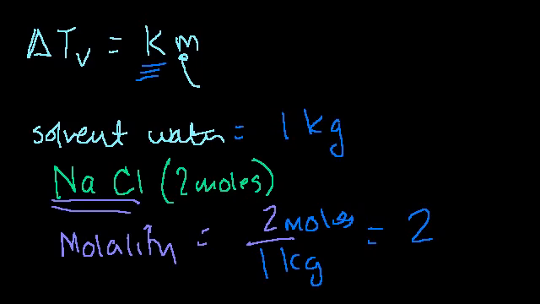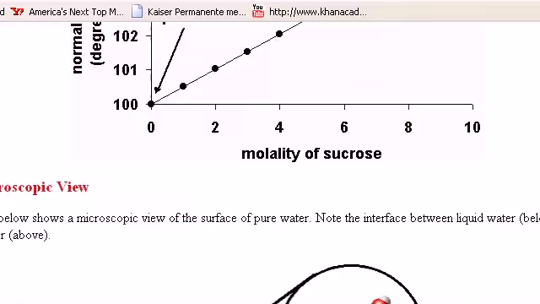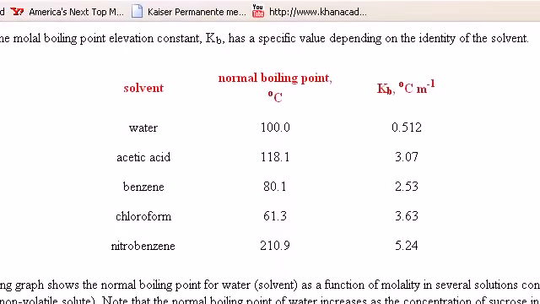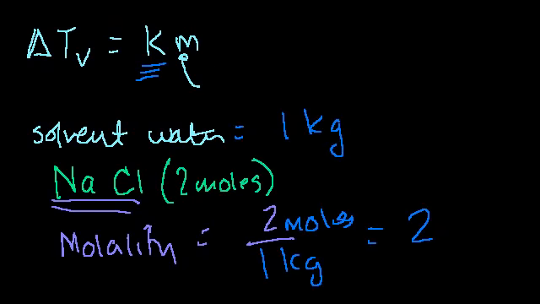And actually, that same Purdue site gave a list of tables. I haven't run the experiments myself. They have some neat charts here, but they say that water's normal boiling point is 100 degrees Celsius at standard atmospheric pressure. And then they say that the constant is 0.512 Celsius degrees per molal. So let's just say 0.5.